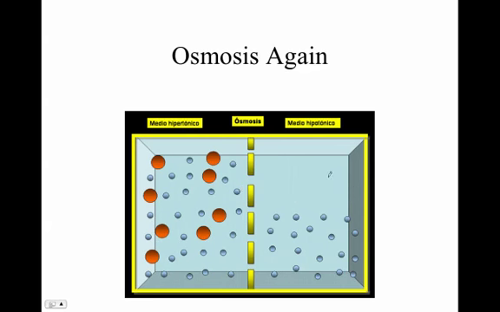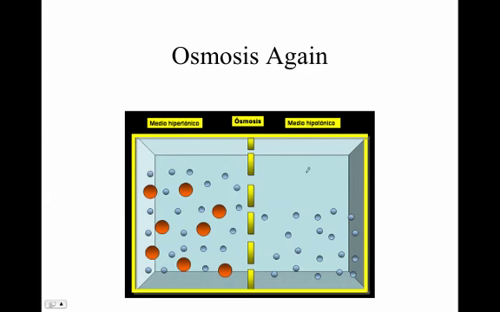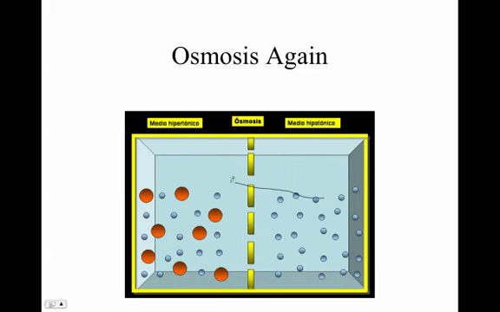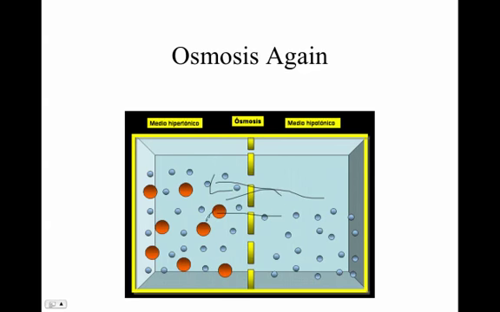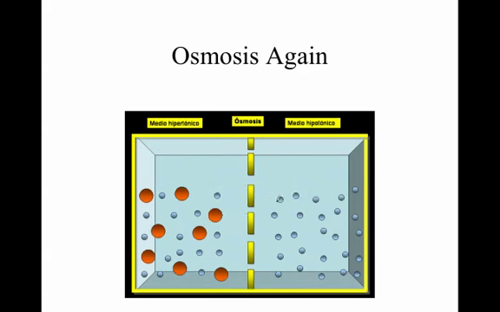Here's what it looks like again. Here's where water is in high concentration, so it's going to move to the other side. Once it does, we say it's in equilibrium, and then it'll go back and forth. One will go over, one will, they'll exchange.